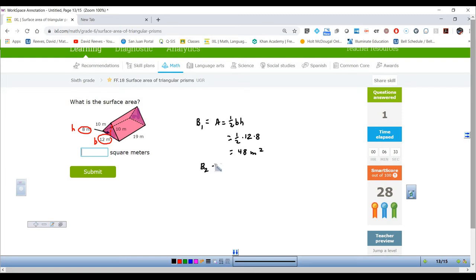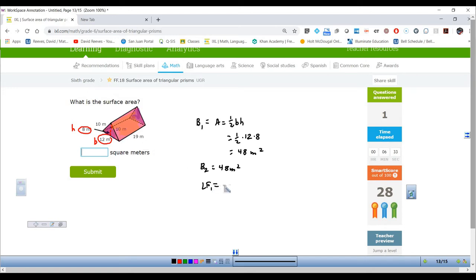And you remember what's true about base 1 and base 2. They are congruent. They're exactly the same. So I don't have to do the math again. It is 48 square meters. And I'm going to do these in the same order I did them on the previous problem. I'm going to come over here and do this one right here. And what did I call that? I think I called it lateral face 1.